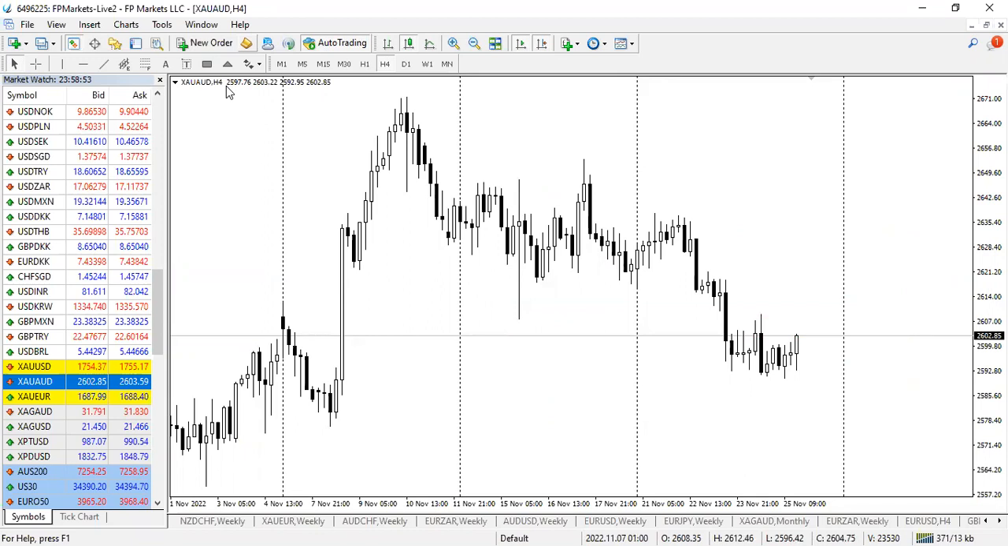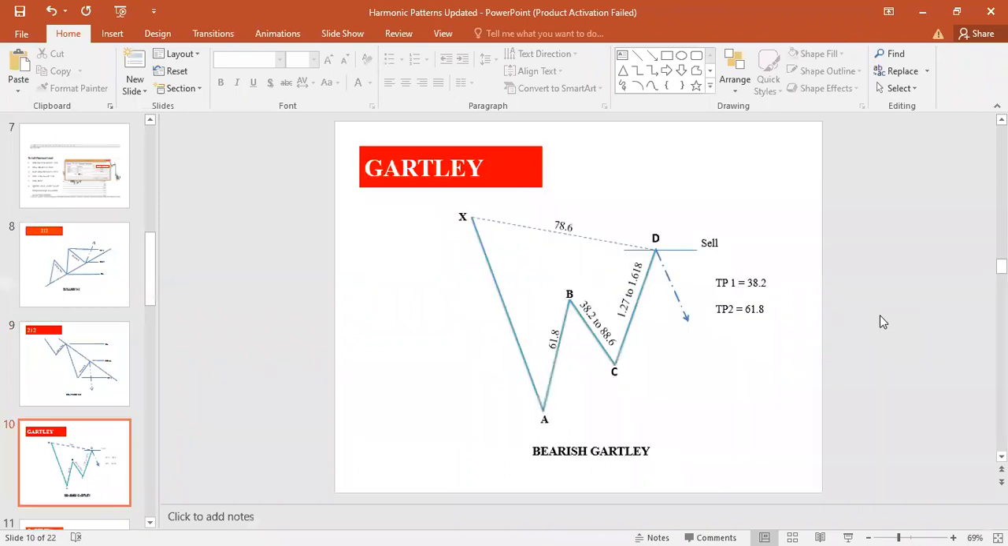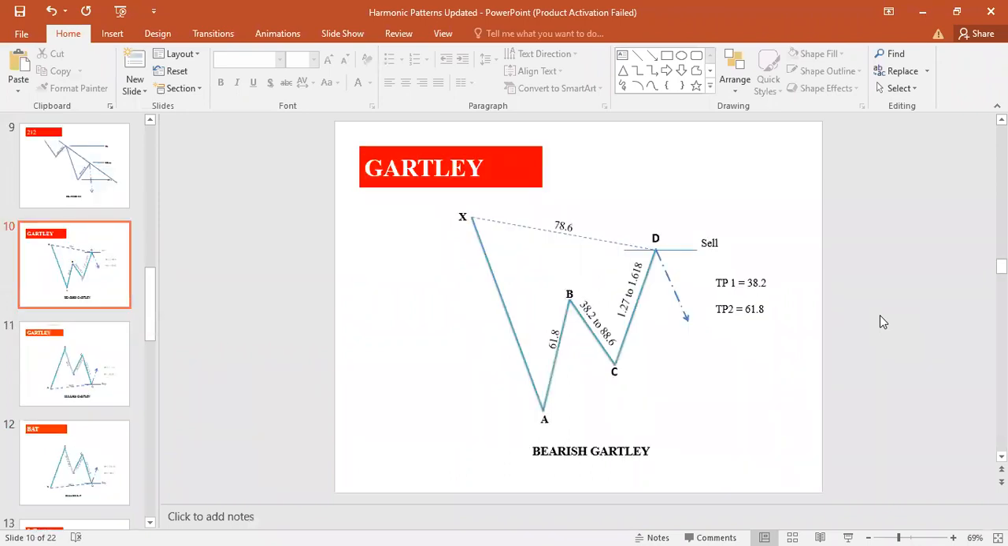Okay, so now we have done that. We're back to our slide. I said we'll skip 2 and 2. Let's go to Gartley, being the first. The Gartley pattern. The harmonic patterns are divided into 2: continuation patterns and reversal patterns.